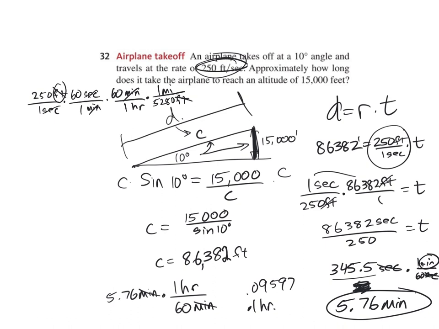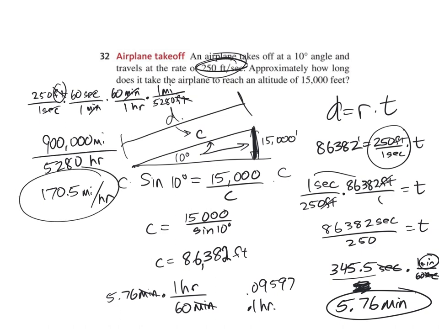Obviously this is not what this problem is asking, but I want you to see how fast this is working. Now you just multiply across: 250 times 60 times 60 is equal to 900,000 feet per 5,280 feet per hour. Now we divide by 5,280 and we get 170.5 miles per hour. So the plane's going pretty fast.